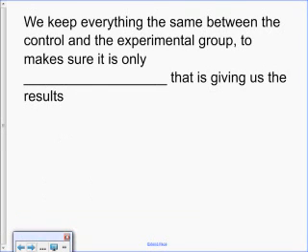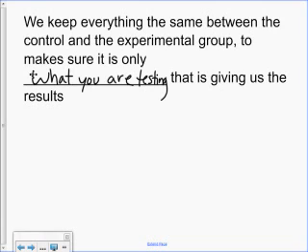So for the experimental and the control group, we want to make sure that we try to keep the conditions the same for both groups except for what we're testing, or as close as you can possibly get them to being the same. And that's to make sure that it's only what you're testing that's causing the change, or giving us the results that we have.